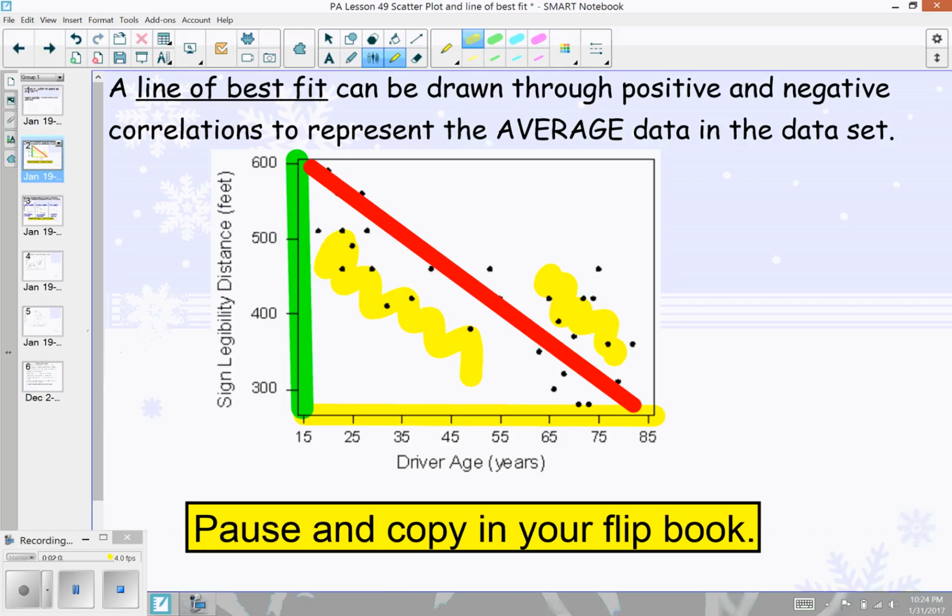Go ahead, pause the video, and copy all of this information, the graph, the line, and the definition, into your notebook.